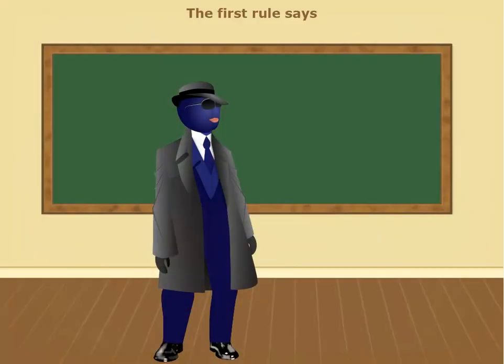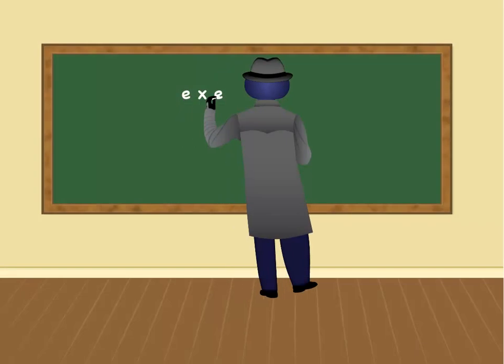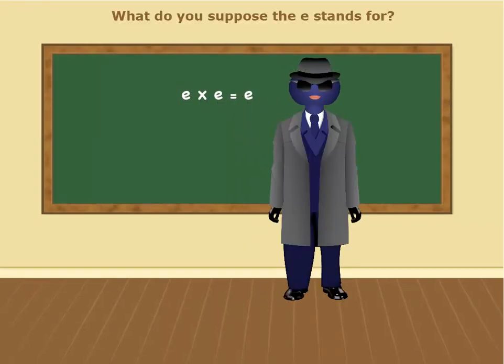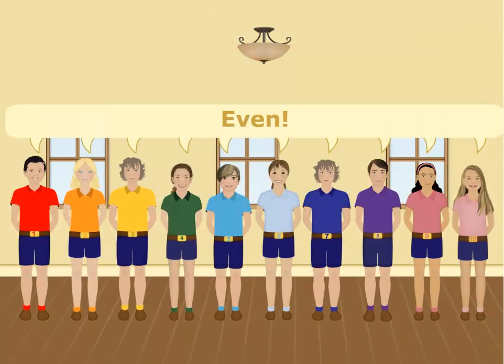The first rule says that when both factors of a multiplication operation are even, the resulting product will also be even. I want you to write this rule on your whiteboard using the following shorthand. E times E equals E. What do you suppose the E stands for? Even!